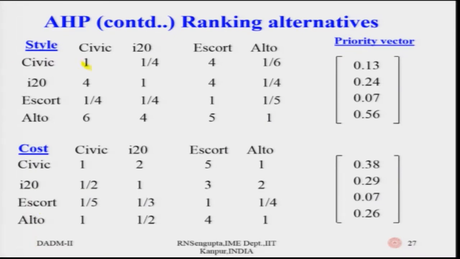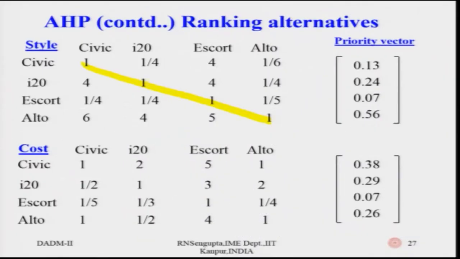the principal diagonal is 1, as it should be, because when you compare Civic with Civic, the decision is 1:1, that means you are equally disposed on both sides. You are just considering the ith alternative and the jth alternative, and in this case i and j are the same, which is the Civic. Similarly, for I-20, i and j are the same, and the second value is 1. I am just hovering my electronic pen over that. When you compare Escort to Escort, it is 1. When you compare Alto to Alto, it is 1.